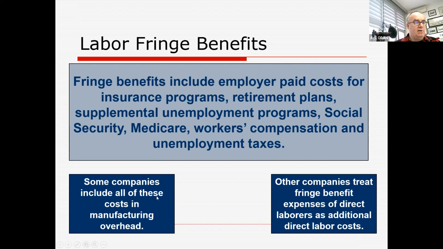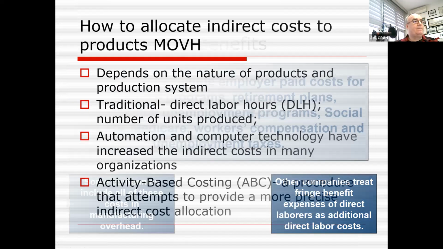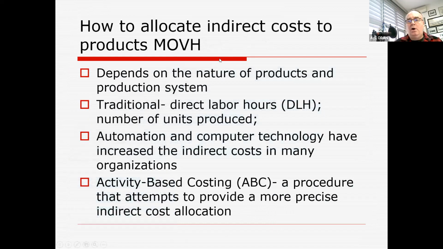Some companies, yes, include all of these costs in manufacturing overhead. But some of them will estimate this and then divide it between the labor hours and add it on top of the direct labor cost. So how are we going to allocate the indirect costs to manufacturing overhead? And then from manufacturing overhead, how will I assign these to the different products?